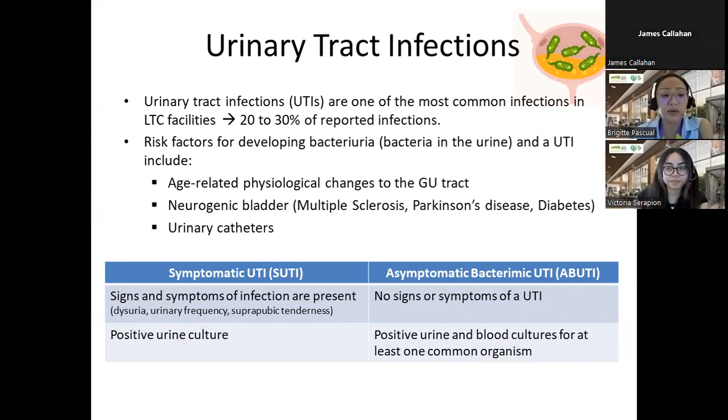The two broad categories of UTI are symptomatic UTI and asymptomatic bacteremic UTI. Symptomatic UTI is a UTI with signs and symptoms of infection, along with a positive urine culture, whereas asymptomatic bacteremic UTI is the absence of signs and symptoms of UTI, but a resident has a blood and urine culture positive for at least one organism. Because of asymptomatic bacteriuria, this can be a driver of inappropriate antibiotic use in long-term care facilities. Next slide, please.